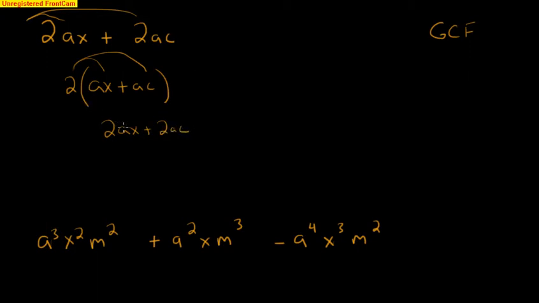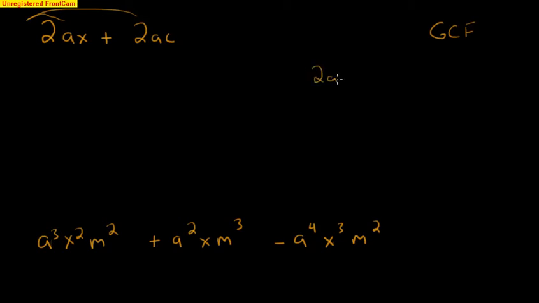But oftentimes we don't want to just pull a 2 out or a common factor. We want to pull out the greatest common factor. The greatest common factor that we can pull out is not 2 but 2a, and we could do that by, this is about as simple as it gets, prime factorizing. 2 times a times x is the first term, 2 times a times c is the second term. What do they have in common? They have a 2 and they have an a. So 2a is the greatest common factor, so we don't want to pull a 2 out but pull a 2a out.